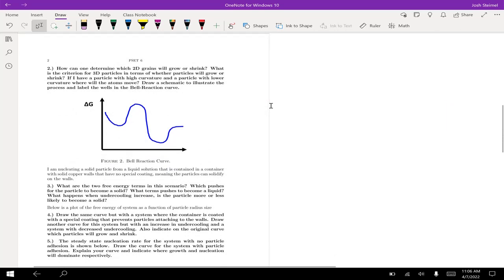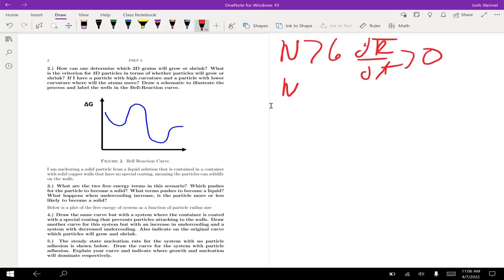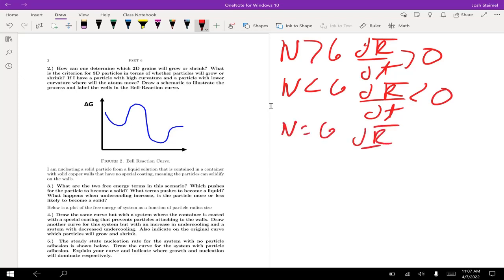How can we determine for 2D grains which ones will grow or shrink? That is the von Neumann principle. If n is greater than 6, dR bar/dt will be greater than 0. If n is less than 6, the number of neighbors that the grain is touching, dR bar/dt is less than 0. If n is equal to 6, dR bar/dt will be equal to 0. So that's effectively what we're going to be looking at and doing in here.